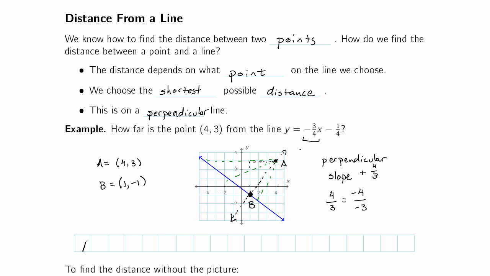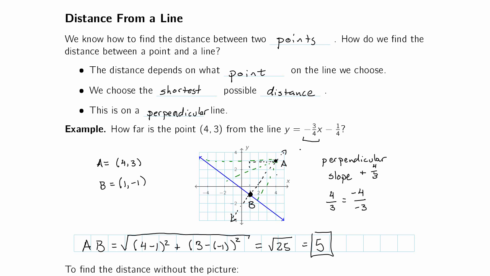The distance between the point and the line is the length of segment AB, which is the difference in the x's squared plus the difference in the y's squared. Take the square root of the whole thing. Putting all of that into a calculator, we get that that's square root 25, which is 5. The distance between the point and the line is 5 units.